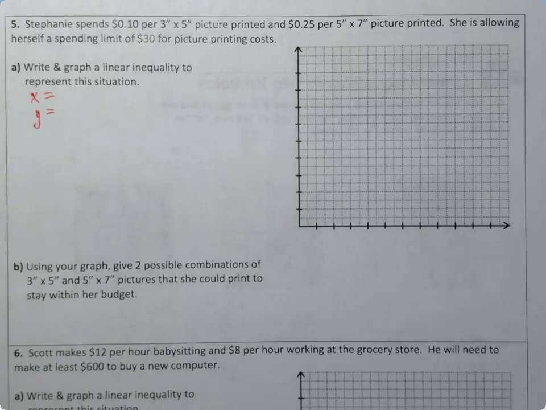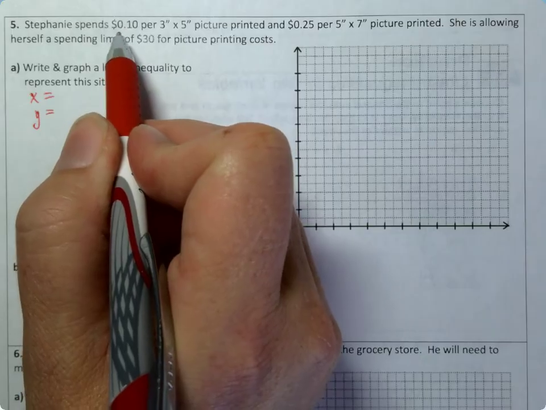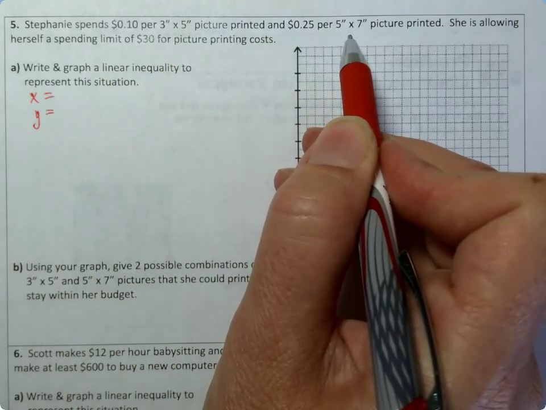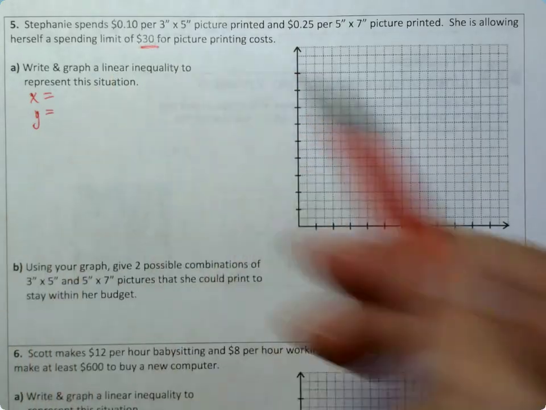Okay, so what are we thinking for inequality? You might not be writing it in slope-intercept form. You might be writing it in standard form. She spends 10 cents on each 3x5 and 25 cents on each 5x7. She's allowing herself $30. So that's her total. It's a limit of 30.